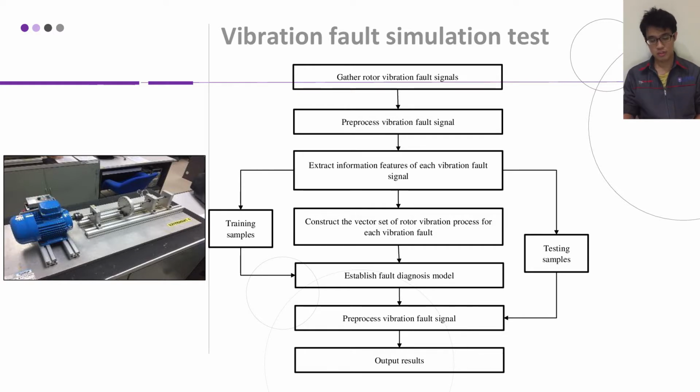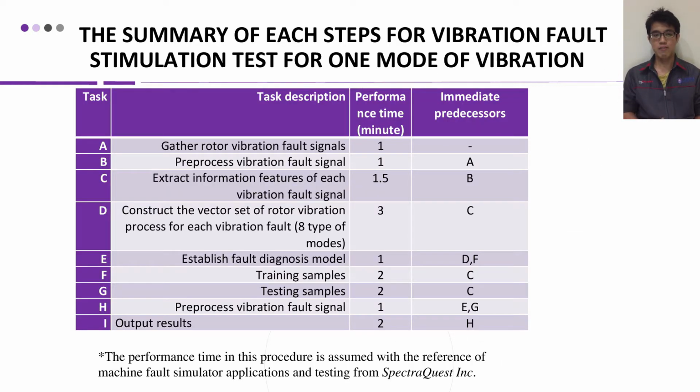It describes all the steps for each process. Next, we have the summary of each step for the vibration fault simulation test for one of the modes of vibration. For this experiment, it conducts 8 types of modes of vibration. So the task description is listed as follows, and the performance times are assumed with reference to information found online from Spectra Quest Incorporation.